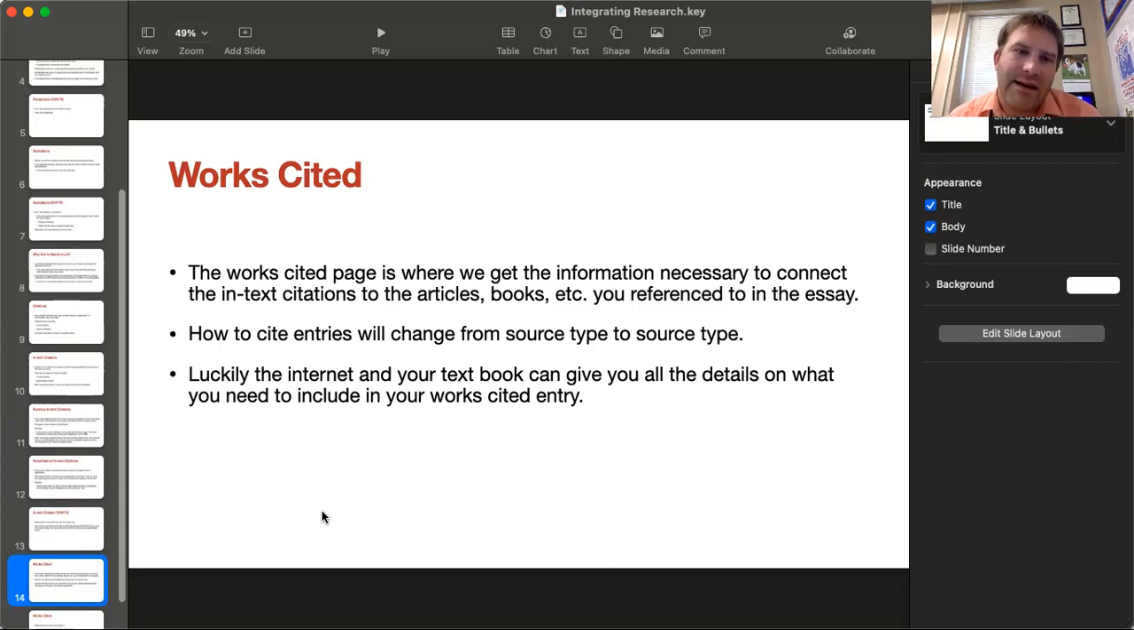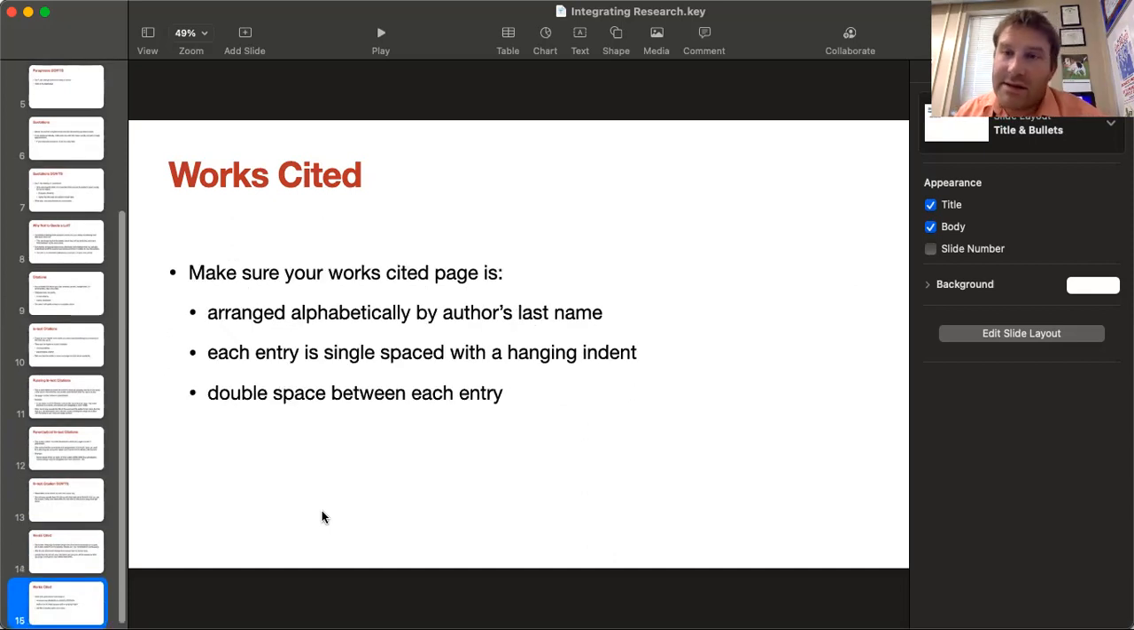How to cite entries will change from source type to source type. Luckily, the internet and your textbook will give you all the details that you need to include for your works cited page. Now, here are the things you need to make sure of for your works cited page. It needs to be arranged alphabetically by the author's last name. Each entry is single spaced with a hanging indent, and then you double space between the entries.